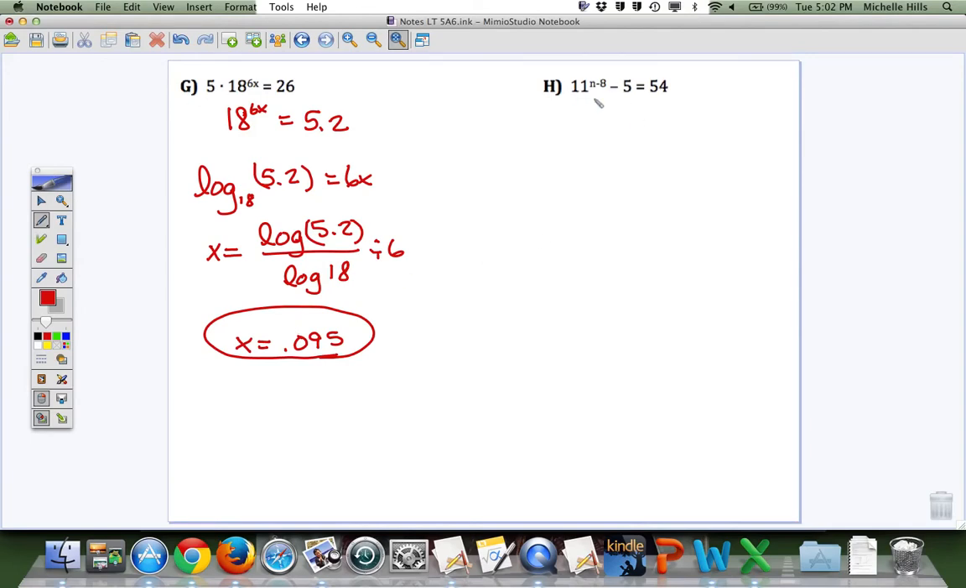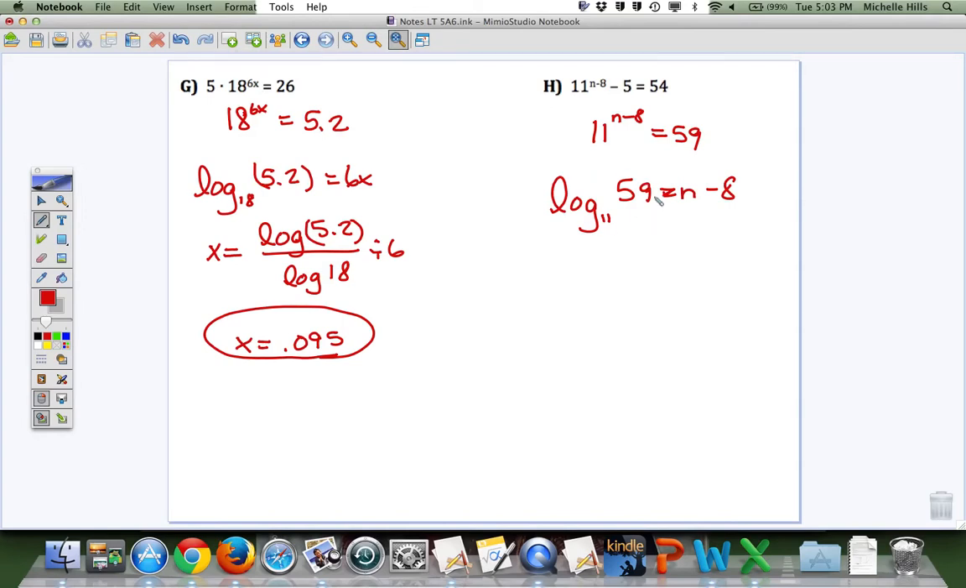Again, isolate the thing being raised to the exponent first, so I'm going to add 5 to both sides. 11 to the n minus 8 power equals 59. I'm stuck now, so I'm going to switch to logarithmic form. The base 11 logarithm of 59 equals n minus 8.